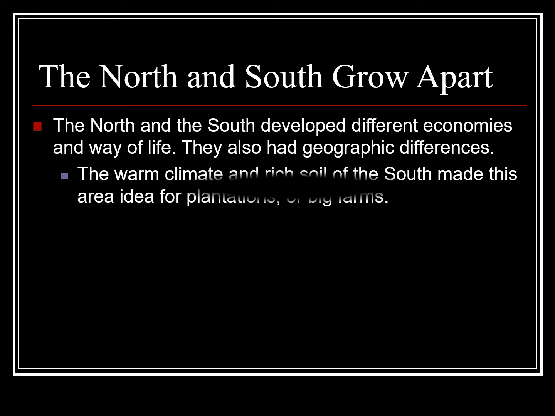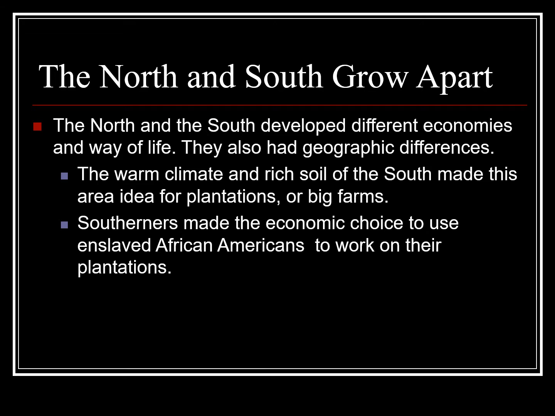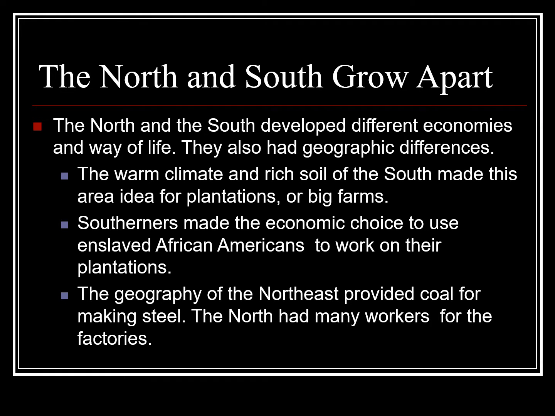The warm climate and rich soil of the South made this area ideal for plantations, which are big farms. Southerners made the economic choice to use enslaved African Americans to work on their plantations. The geography of the Northeast provided coal for making steel, so the North had many workers for their factories, versus the South, who didn't have a lot of labor, a lot of workers.